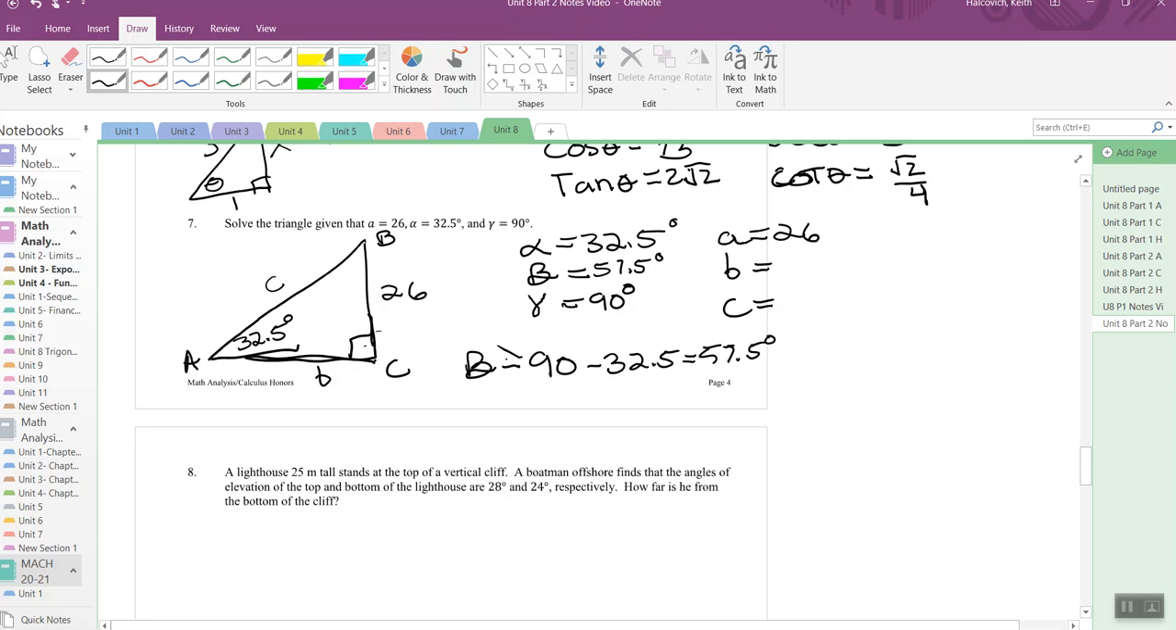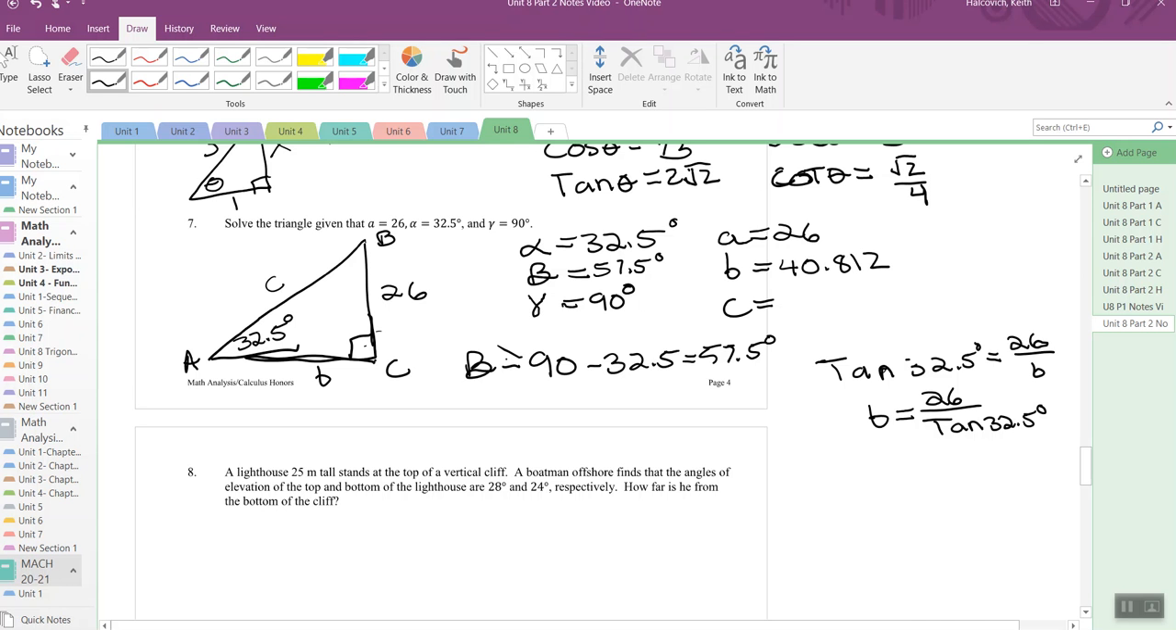All right, so now we have to find B and C. Well, we can set up a trig ratio. We can say that tangent 32.5 is equal to 26 over B, and then you just multiply and divide, so B is equal to 26 divided by tangent 32.5, and that is approximately 40.812.